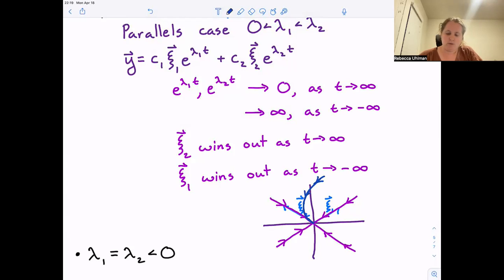Again, starting at the origin, we follow along psi2. We head to run parallel or close to parallel to psi1 as time goes backwards. So this graph should look very similar to what we saw before. This time just heading in towards the origin.